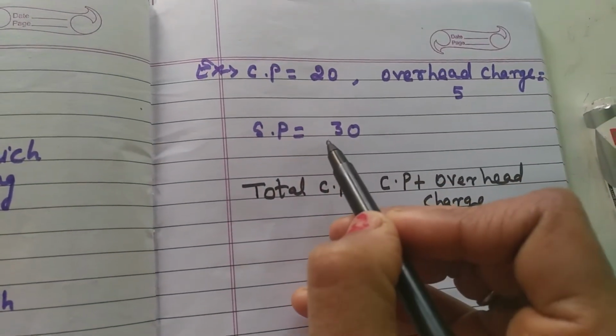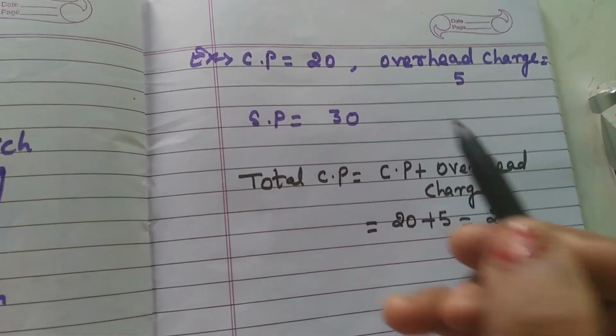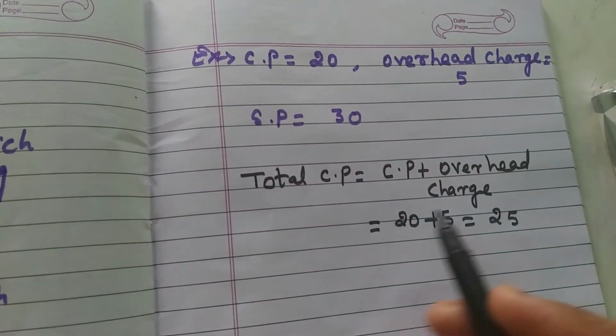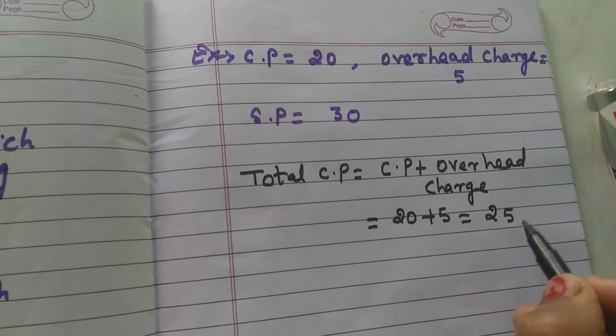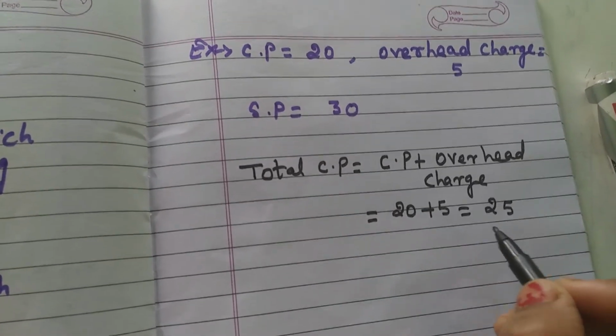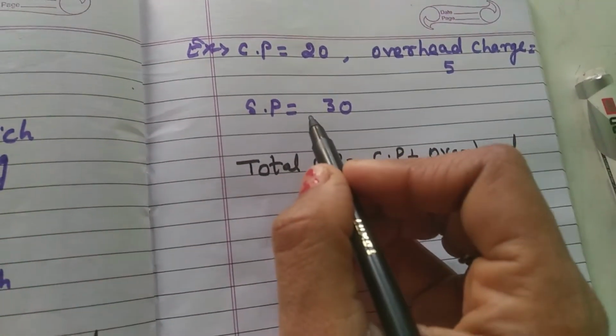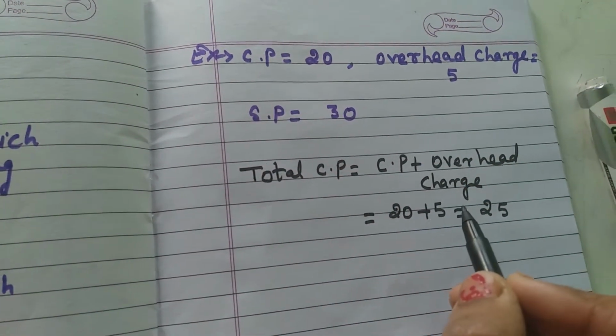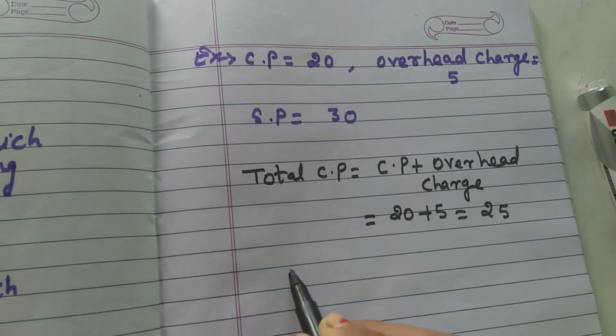Now the new CP is 25 rupees. And you are selling this marker at 30 rupees. Now what is happening here? Again profit. See, what is the cost price of this marker? 25 rupees, and you are selling the same marker at 30 rupees. In this condition also you are getting profit.